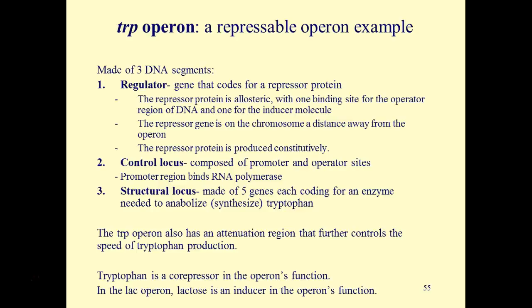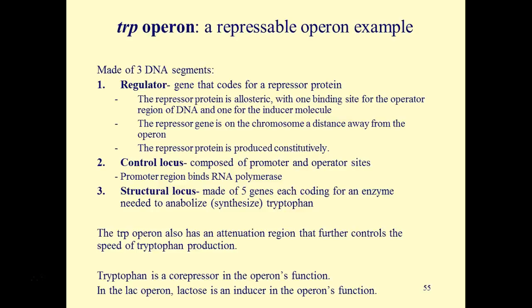It's made of 3 DNA segments as well. So there's also a regulator. The regulator is a gene that codes for a repressor protein, but in this case, the repressor protein is going to act a little bit differently. The repressor protein is also allosteric. It has one site that binds to the operator region and one for the inducer molecule. The repressor gene is on the chromosome a distance away from the operon, just like it is in the inducible operon. And the repressor protein is also produced all of the time, constitutively.